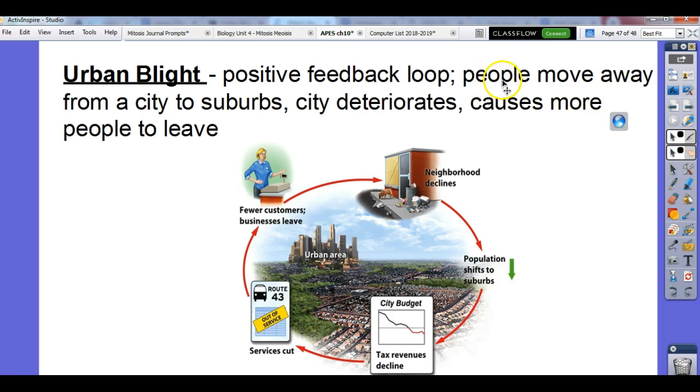So what happens? People move away from the city because they want to live in the suburbs. It's cheaper, it's a little quieter, they want to have family. And as a result, the city ends up deteriorating. And because the city deteriorates, it causes more people to leave.